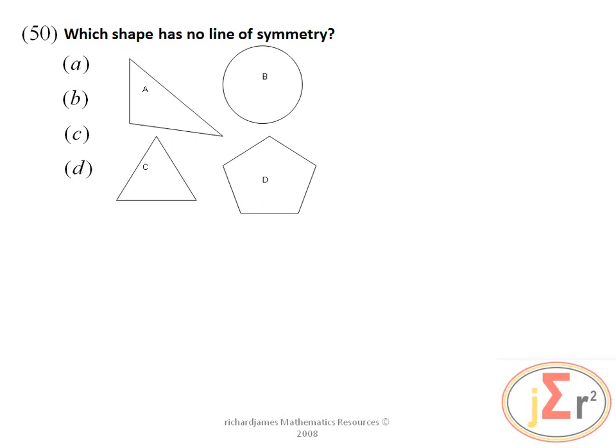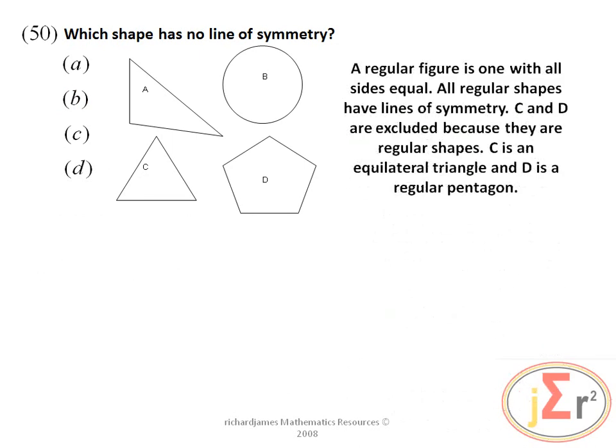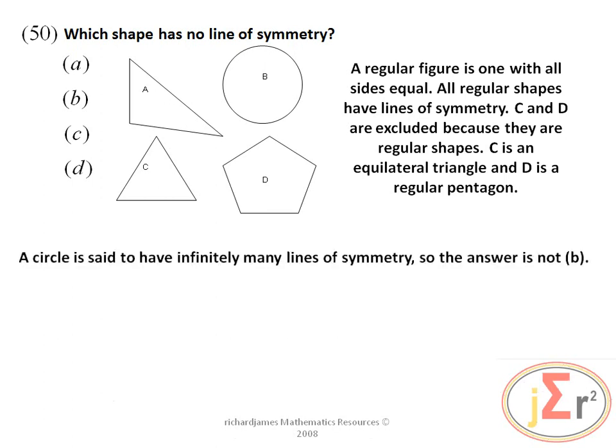So which shape has no line of symmetry? A regular figure is one with all sides equal. All regular shapes have lines of symmetry. C and D are excluded because they are regular shapes. Right? C is an equilateral triangle and D is a regular pentagon. So those are regular shapes, so they have lines of symmetry. So those are immediately eliminated.